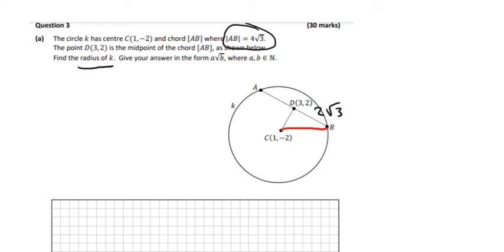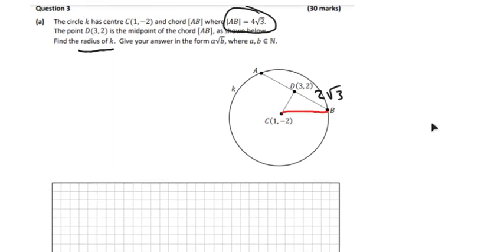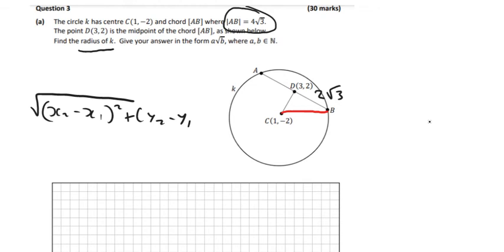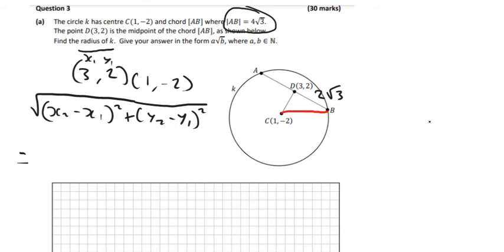The other one then, from C to B, they actually give us the two coordinates, so we can use the distance formula, x2 minus x1 squared plus y2 minus y1 squared. That's in your log tables, just the distance between 2 points. So 3, 2 and 1, minus 2, so x1 y1 and x2 y2.